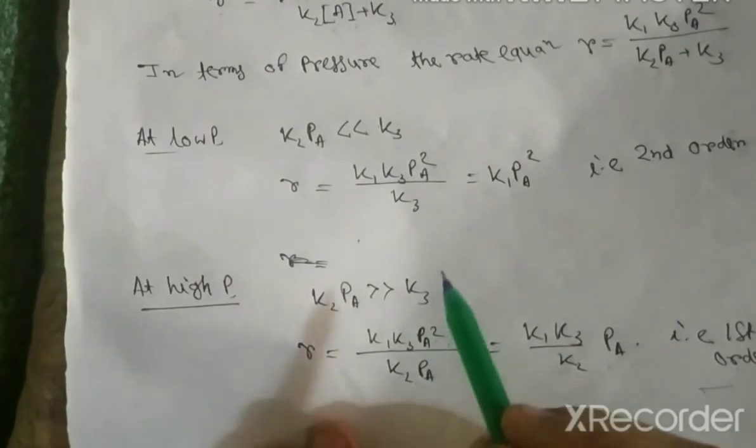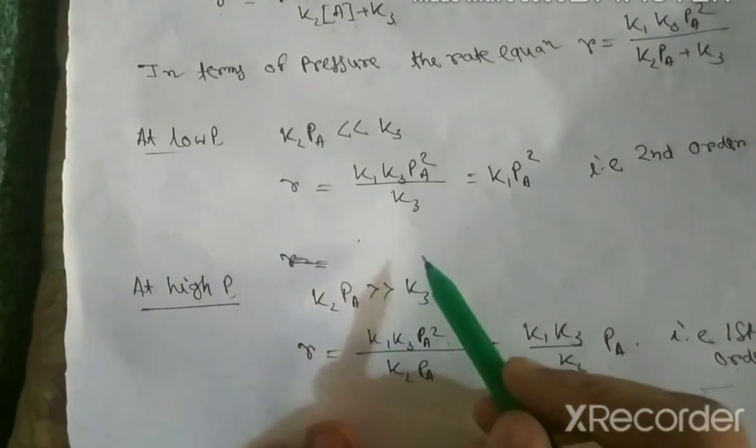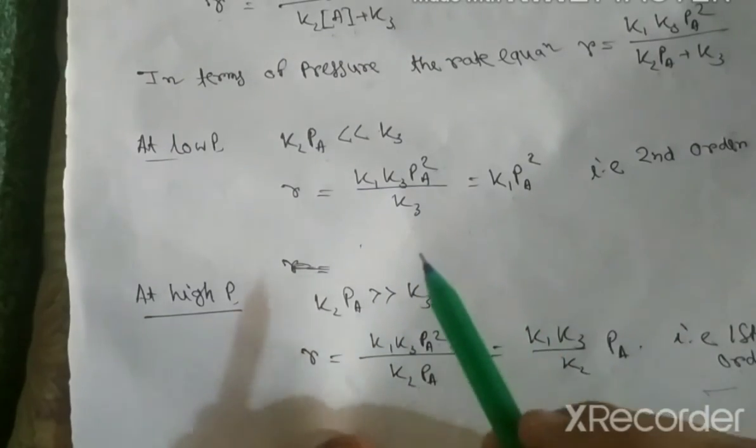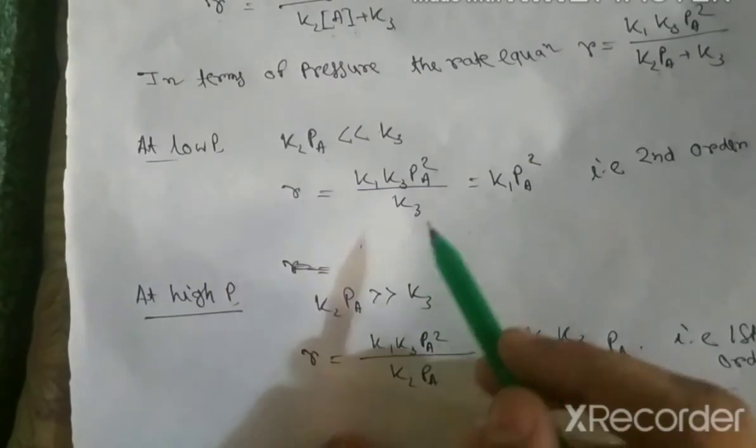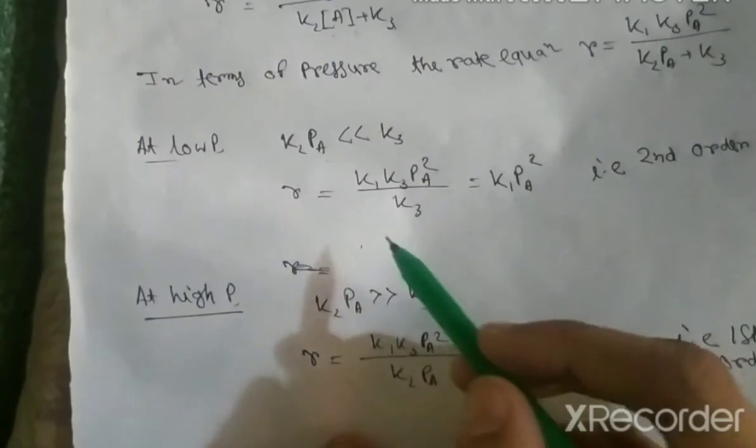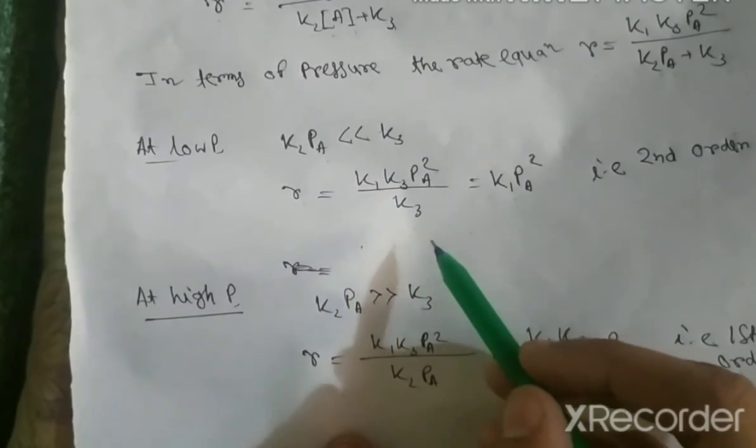This is all from the second part of chemical kinetics, and in the last part, that is the third part, we will discuss transition state theory and enzyme catalysis.